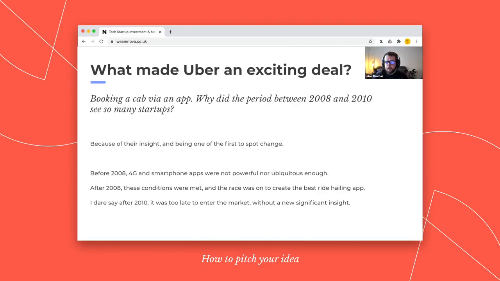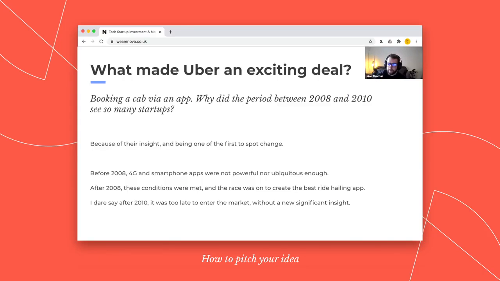So why did we have to wait until 2008 to get Uber? And why, after 2008 and between 2010, did we see lots of ride-hailing apps all start? We saw Ola and many different continents had their own version of Uber that was getting launched. And it's because of the insight. They were one of the first people to spot the change. And actually, this was a technological change.